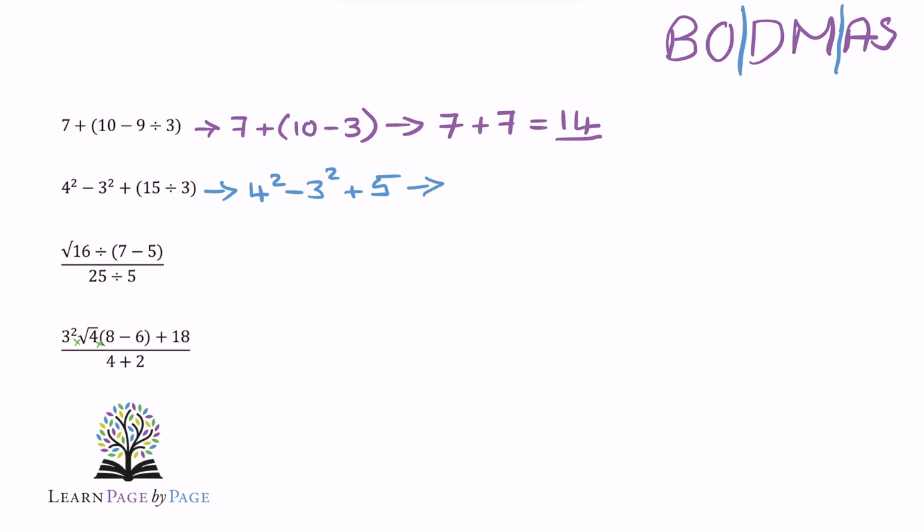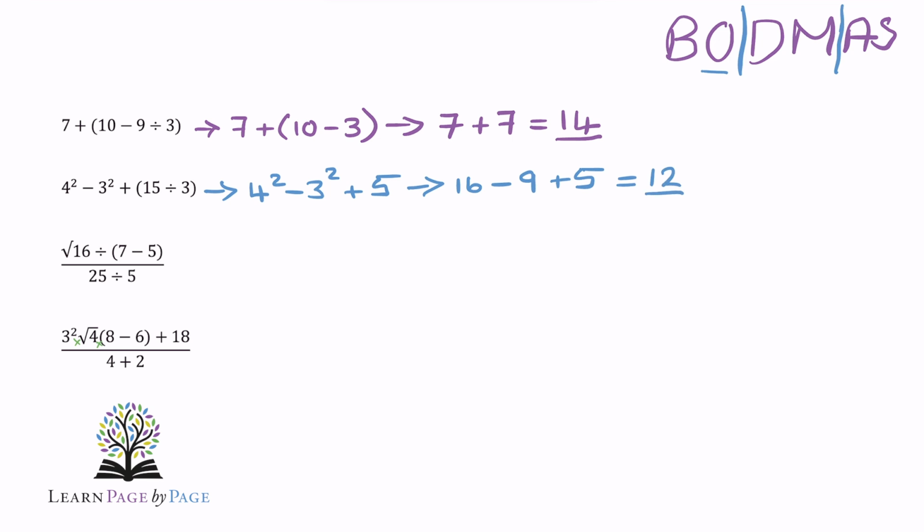Now we're going to do the others, the 4 squared and the 3 squared. So 4 squared is 16, because that's 4 times 4, minus 3 squared, which is 3 times 3, that's 9, plus 5. And that goes on to be 16 minus 9 is 7, plus 5, that's 12.